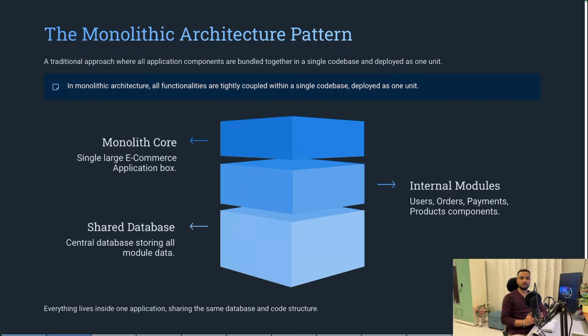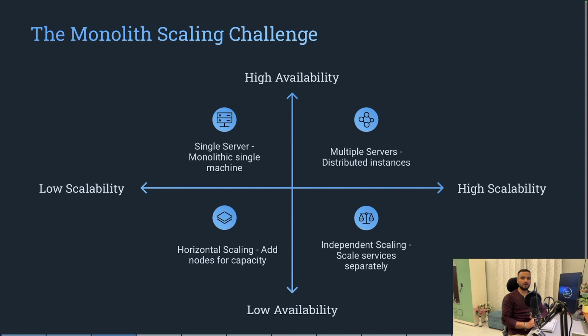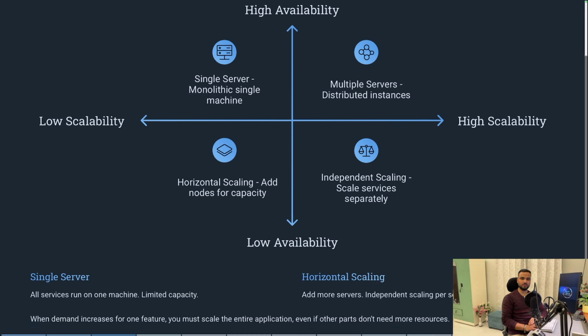And honestly, there's nothing wrong with the monolithic architecture. It's just that once the system grows bigger and bigger in future, it gets really hard to scale and has less availability. So these are the challenges we face in monolithic architecture. High availability and high scalability are the two concerns we always require for services.